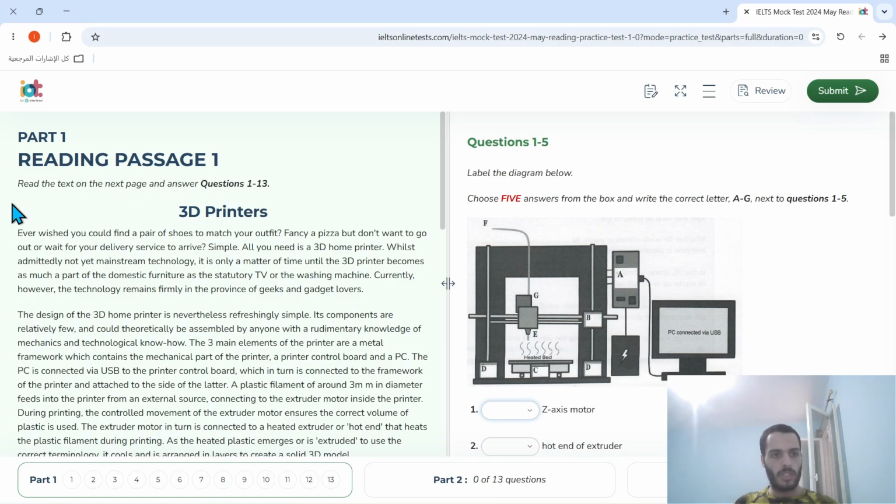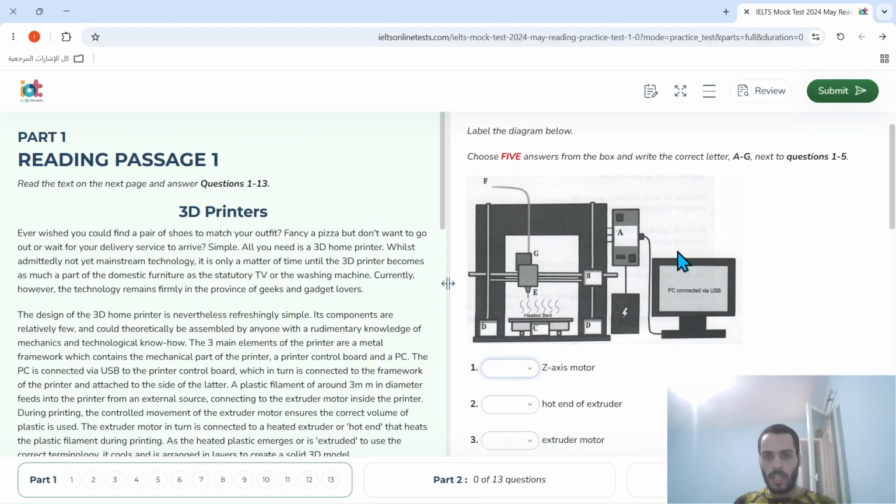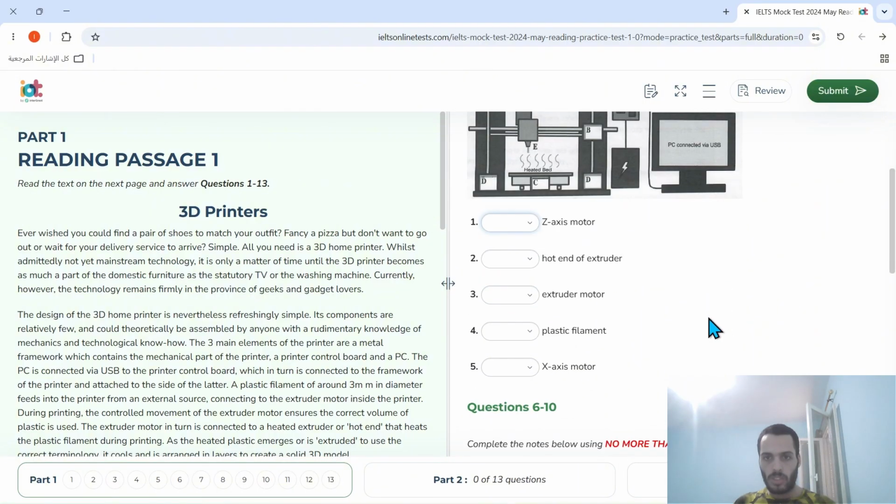Reading passage 1. Read the text on the next page and answer. Label the diagram below. Choose 5 answers from the box and write the correct letter A to G next to the question 1 to 5. Okay, so Z-axis motor, Z-axis motor.